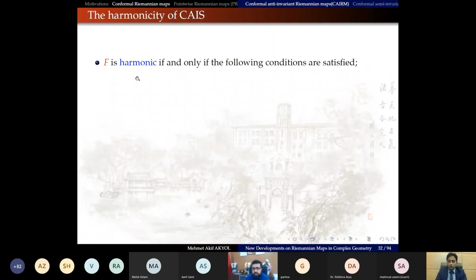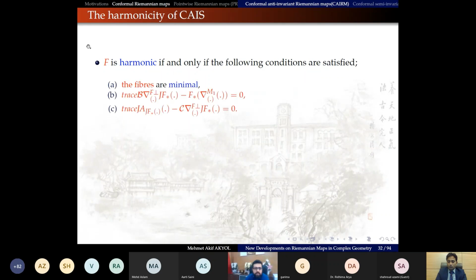We know that if the tension field of the map is equal to zero, we say that F is harmonic. So we have three conditions. F, a conformal anti-invariant Riemannian map, is harmonic if and only if we have these conditions.